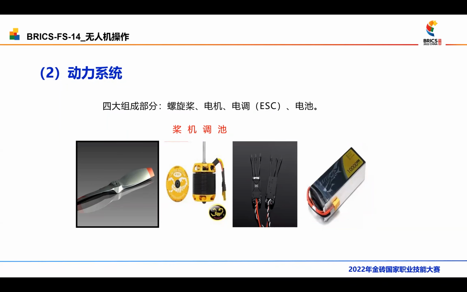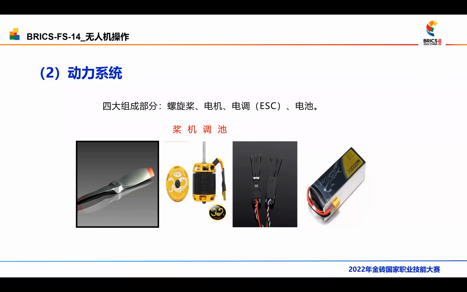7 or 8 wires for the electrical adjustment. 2 input lines are connected with the battery. 3 thick output lines are connected with the motor, and the motor can be reversed by changing 2 lines at will. The 3 thin wires, that is, signal wires, are connected to the receiver.